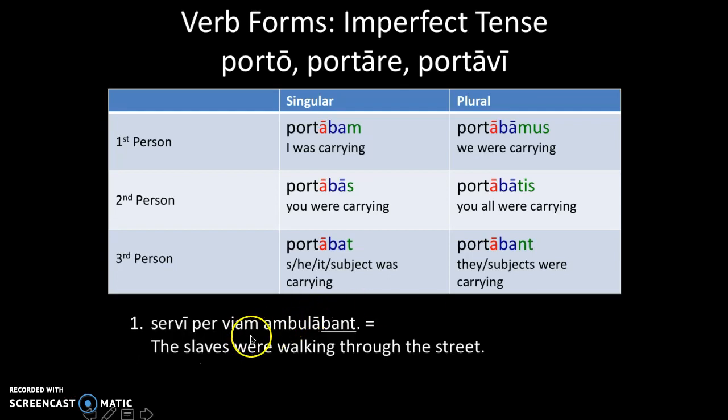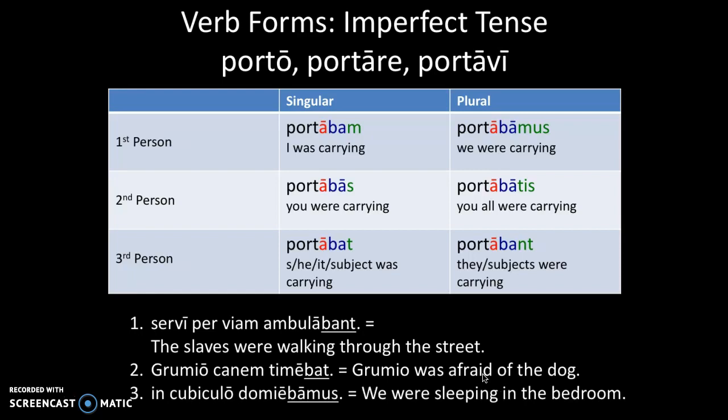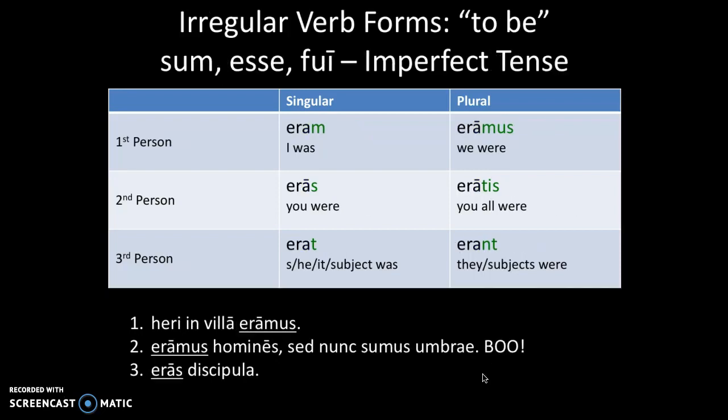All right, so servi per viam ambulabant, the slaves were walking through the street. Grumio canem timebat, Grumio was afraid of the dog. Here's an example of where the "was" plus the "-ing" form is really clunky, it doesn't really work. You could say Grumio was fearing the dog in order to get that "-ing" in there. In cubiculo dormiebamus, we were sleeping in the bedroom.